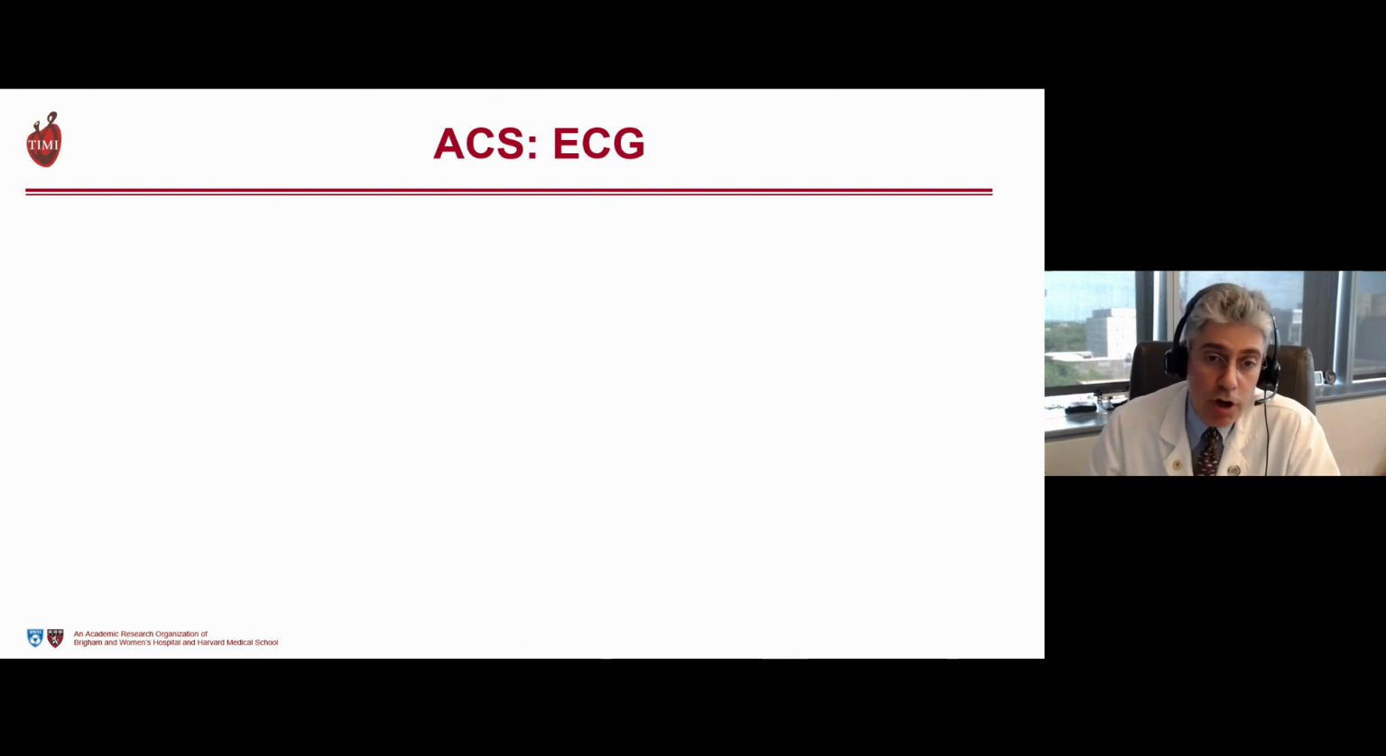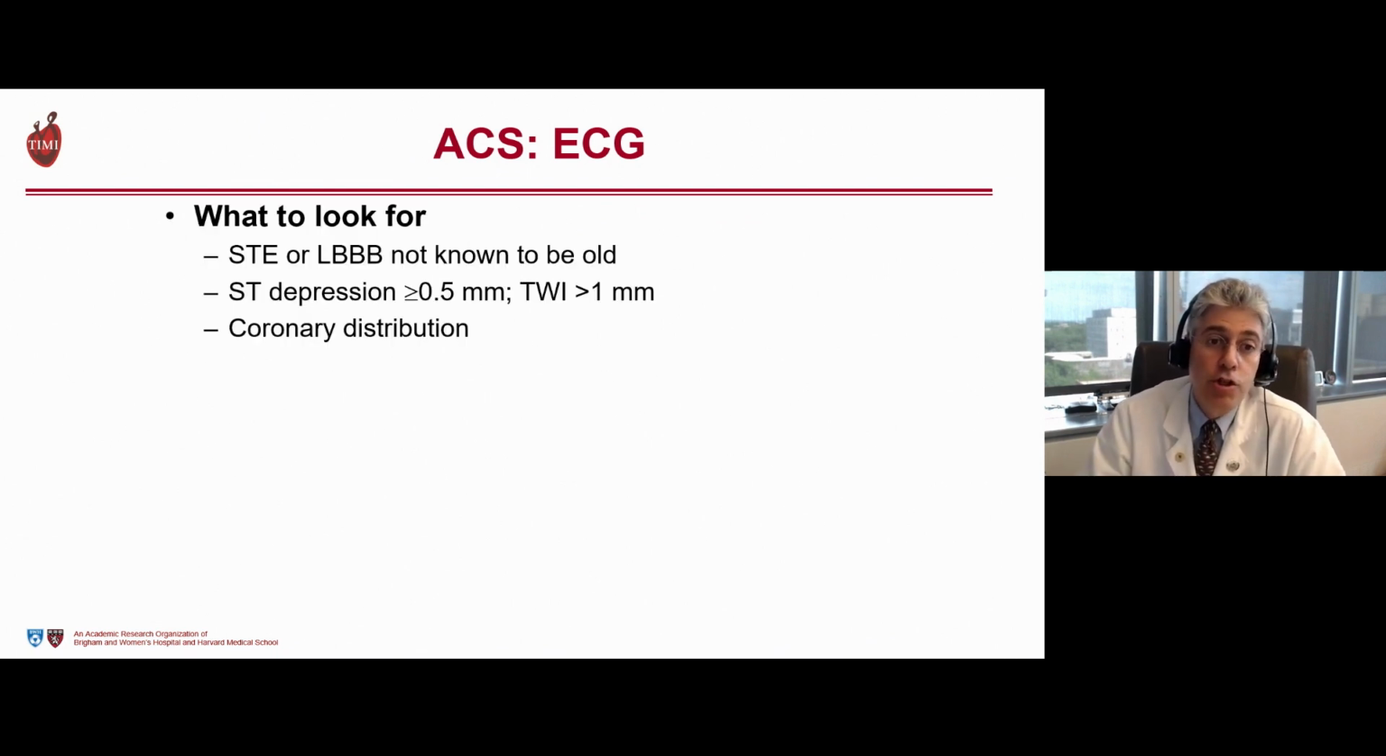Now, what about the electrocardiogram? We've talked a little bit about it. So what to look for: ST segment elevation or a left bundle branch block not known to be old, i.e. a new left bundle, ST segment depression as little as 0.5 millimeter, or T-wave inversions greater than 1 millimeter are significant. And then, of course, we want to look to see that these are in a coronary distribution.